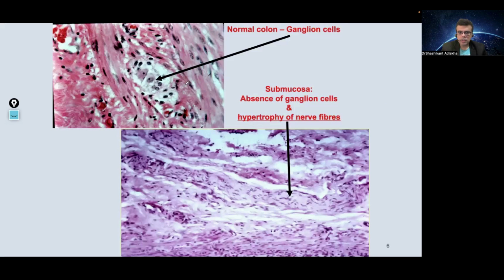As you can see here, in the normal image, these are the ganglion cells. This is how they should look, with more histiocytic-like features, abundant cytoplasm, and prominent nuclei. This is a ganglion cell. Whereas in this case, you can see there is a lack of ganglion cells, and there is some hypertrophy of the nerve fibers being noted over here.